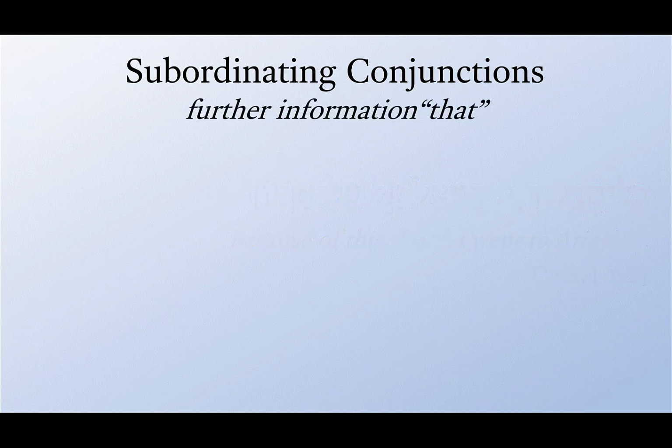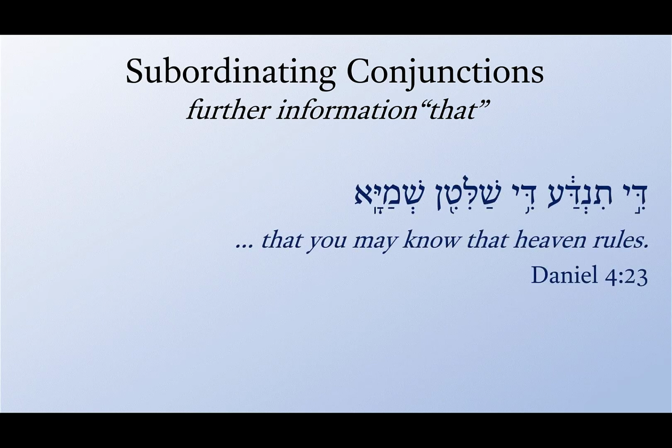Now, the last subordinating conjunction that I want to talk about supplies further information in a "that" kind of way. Daniel 4:23, "that you may know that heaven rules." There are actually two of them. Now, an interesting thing about this subordinating conjunction, and that's indisputably what's going on here, is that this D word is the relative clause marker in Aramaic.